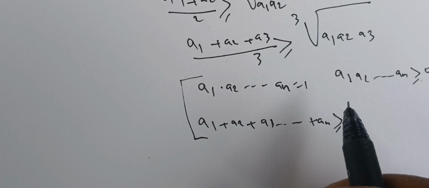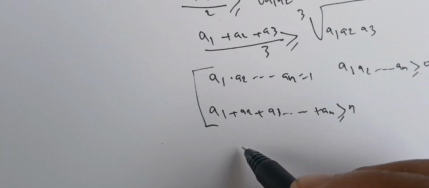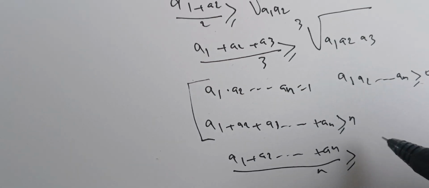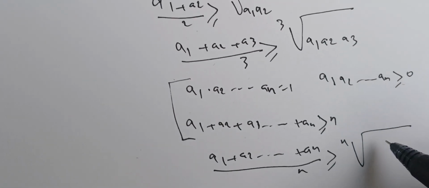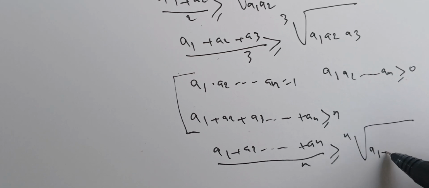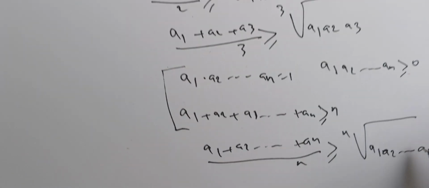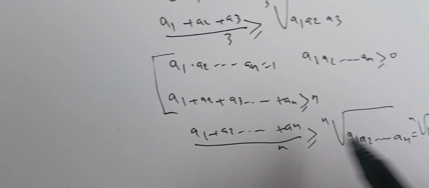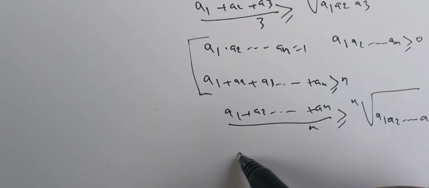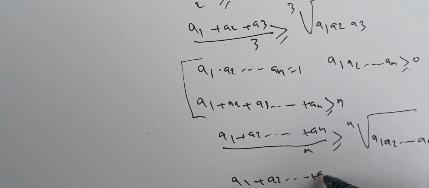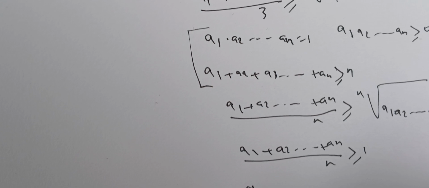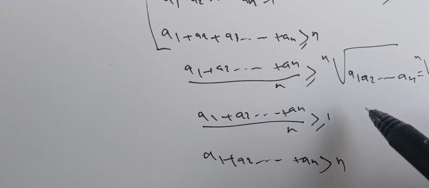One easy way to prove this is to use the AM-GM inequality. In this case, we know that (A1 plus A2 plus ... plus AN) over N is bigger than the nth root of the product of A1 times A2 times ... times AN. But we know that this product is just 1, and the nth root of 1 is just 1. Therefore we have (A1 plus A2 plus ... plus AN) over N is bigger than 1. This means that A1 plus A2 plus ... plus AN is bigger than N, and that's what we needed to prove.